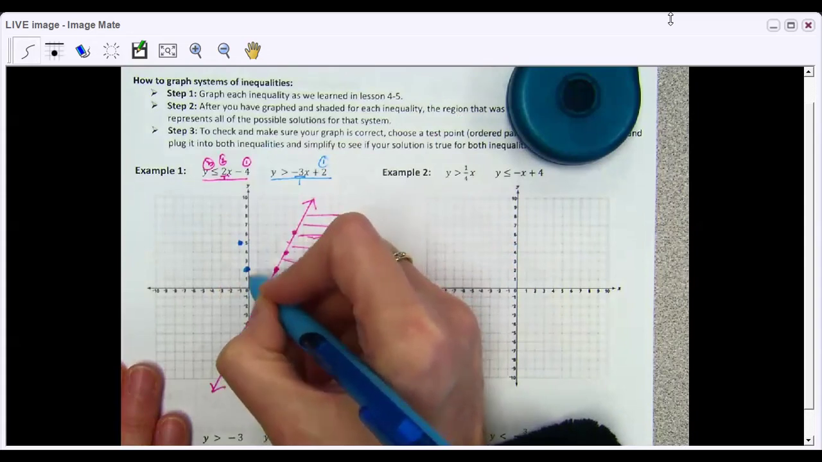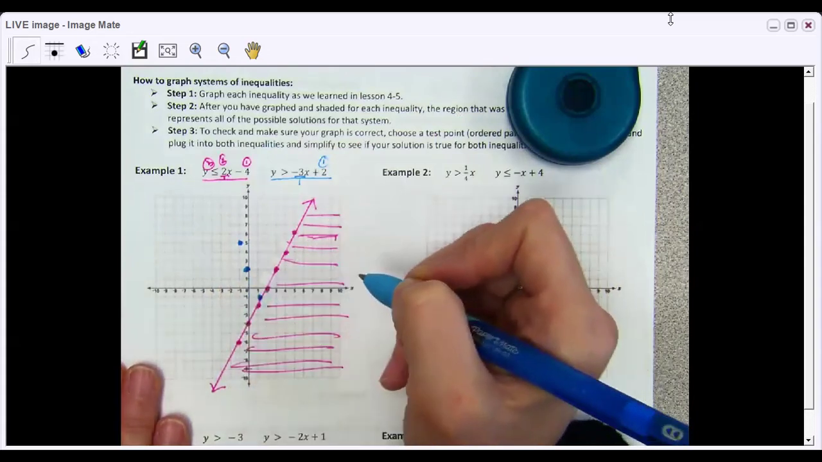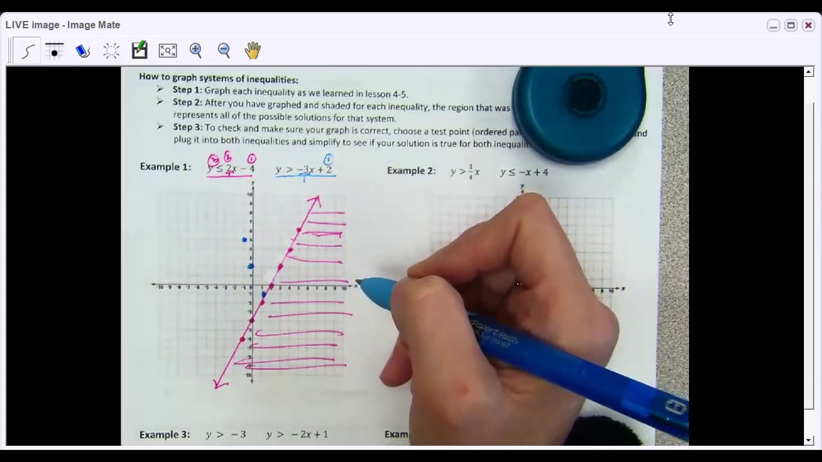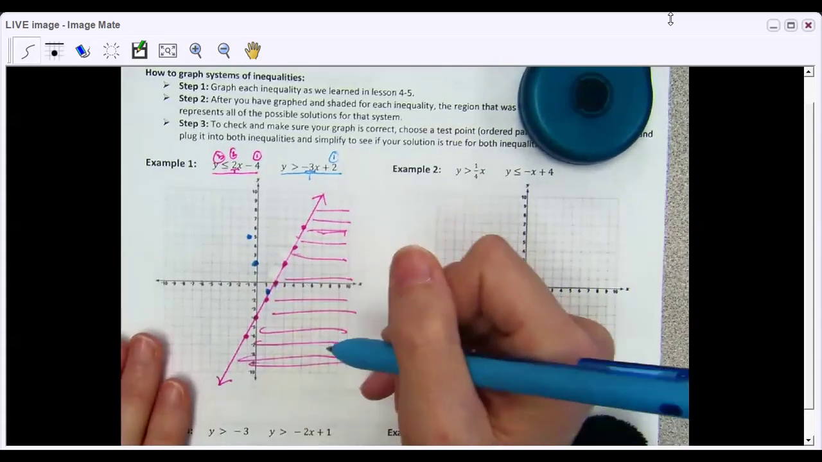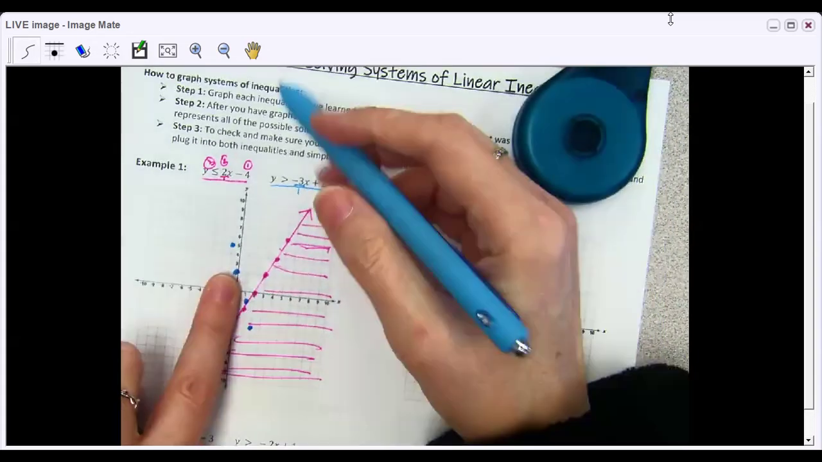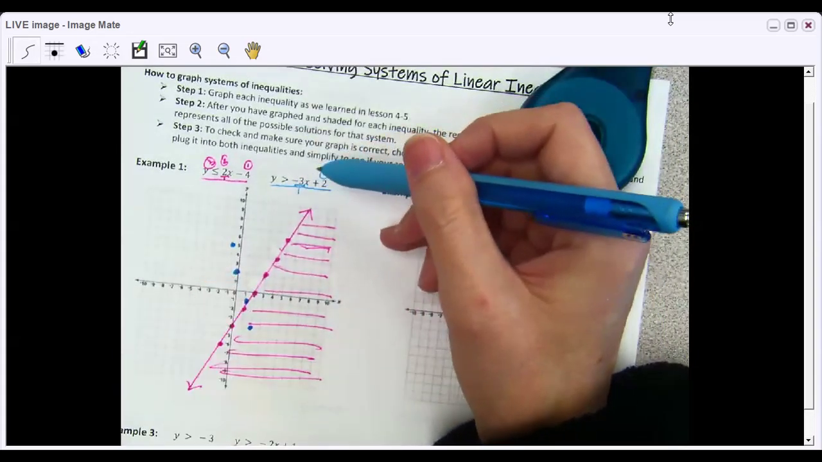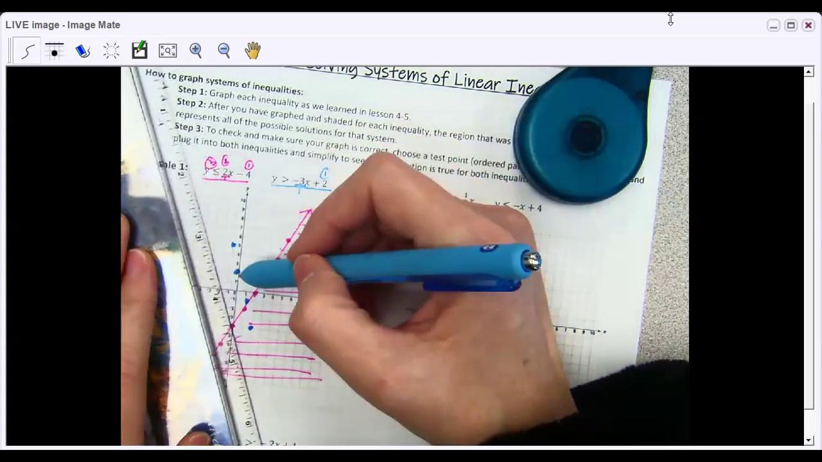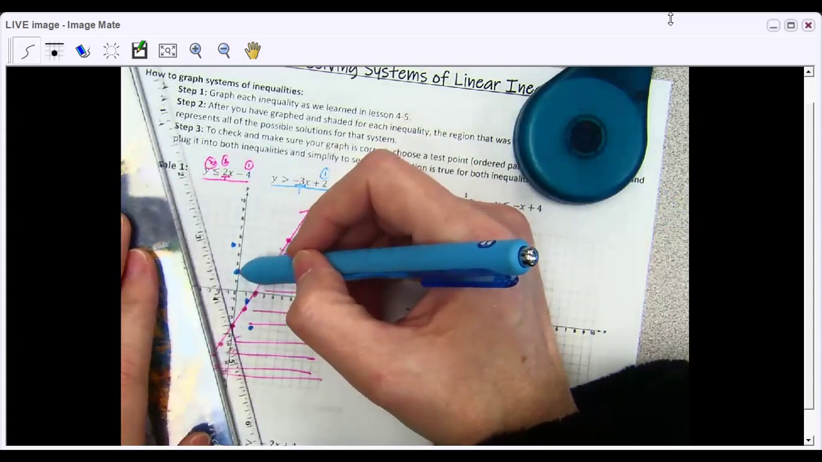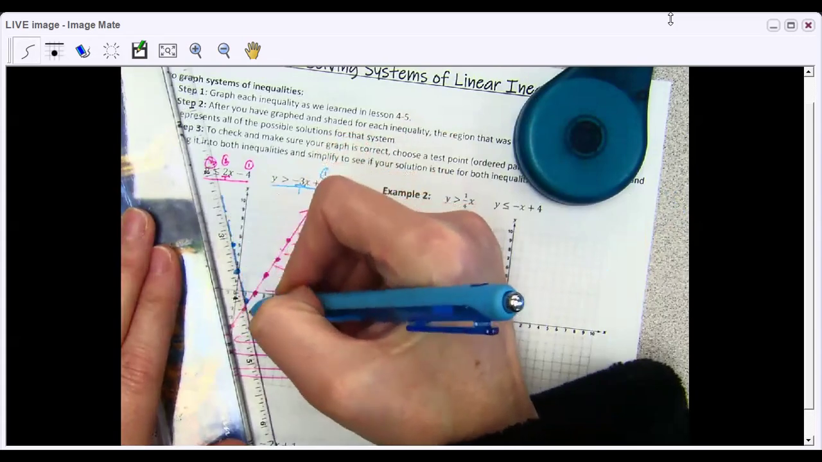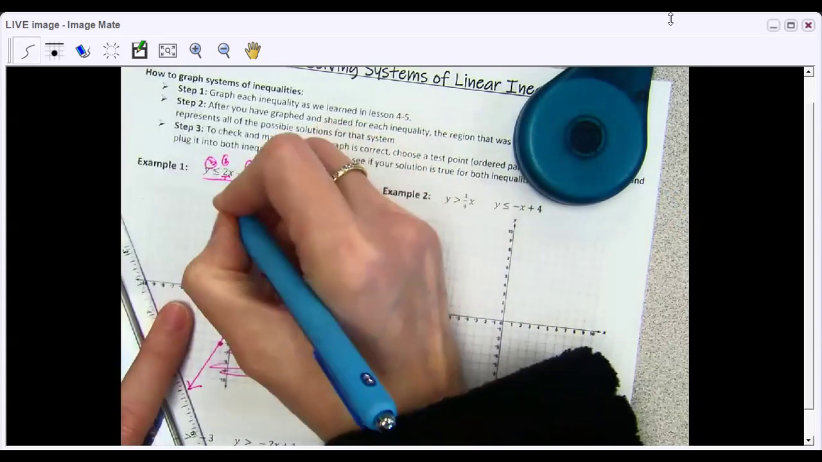Now with inequalities, they don't have to intersect at one point, but they are going to intersect. Otherwise, they don't have a solution. So 1, 2, 3. Now this line is going to be dashed because there's no equal sign underneath the inequality symbol. So when I graph this, I'm going to have a dashed line.